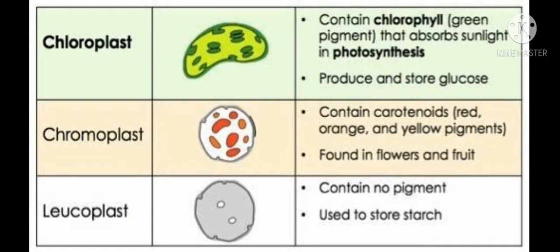Now chromoplast. Again split the name: chromo stands for color, plast for pigment. So here color pigments, which contain the carotenoids, the color pigments that are red, orange, and yellow. Obviously color pigments are mostly found in flowers and fruit. Once again, what is chromoplast? These plastids are yellow, orange, or reddish in color because of the presence of carotenoid pigments.